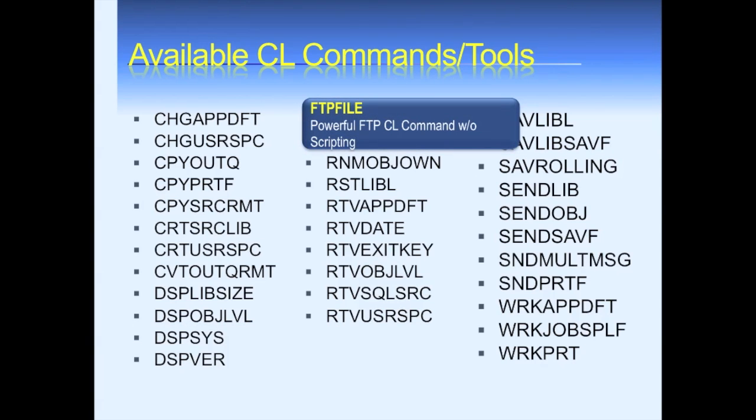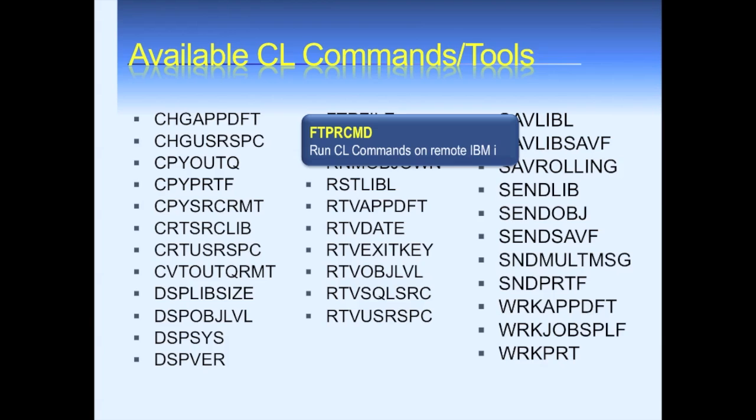FTP file is probably by far the most popular command in Cozzi Tools. It allows you to simply FTP a file from one location to the other. You put the from file, the to file, the remote location name, user ID, and password, press enter. It generates the FTP script under the covers, sends the data over. It is even so smart that if you're sending a save file, it'll make adjustments so that it sends the save file correctly.